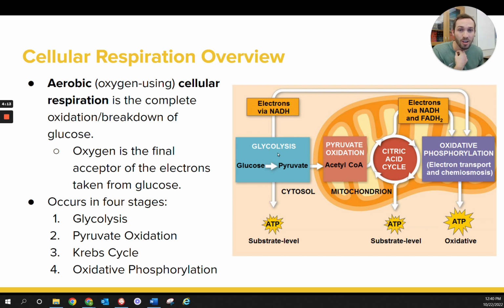But we're going to start outside the mitochondria with glycolysis. So let's take a look at that.